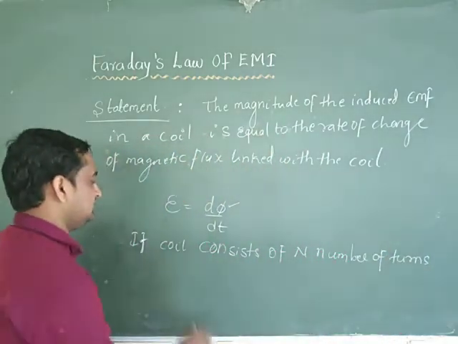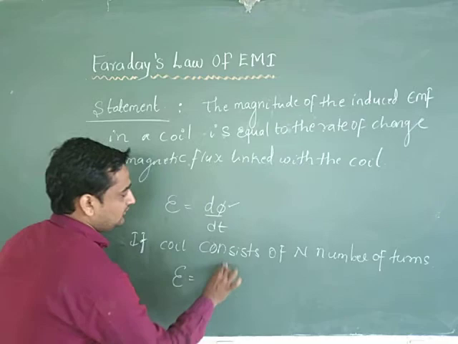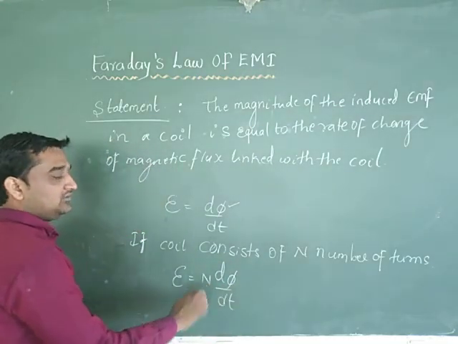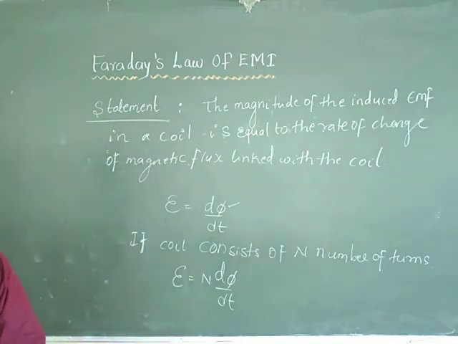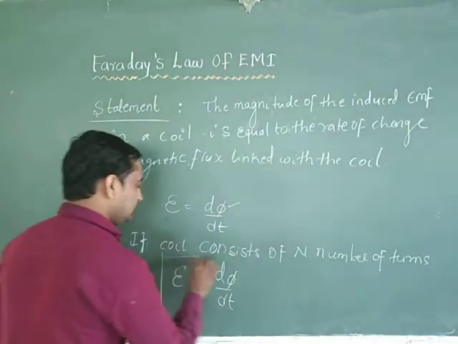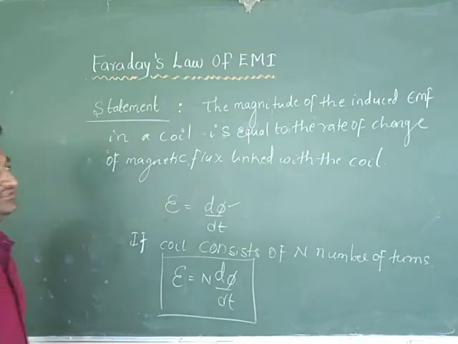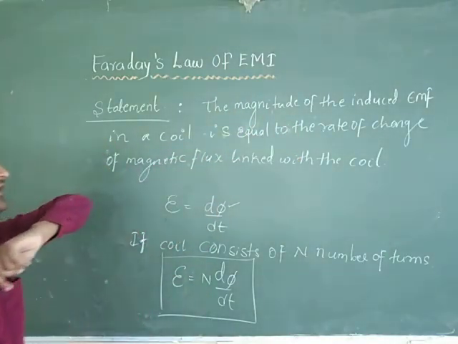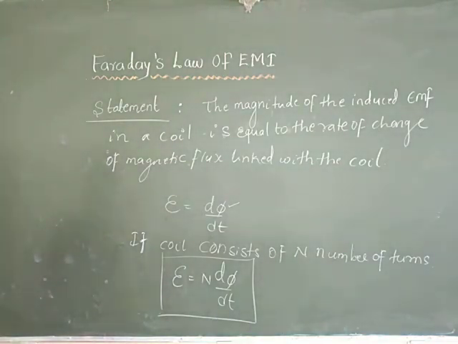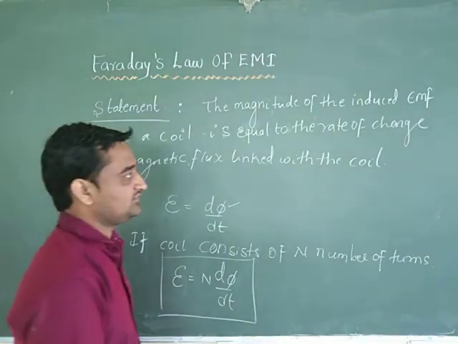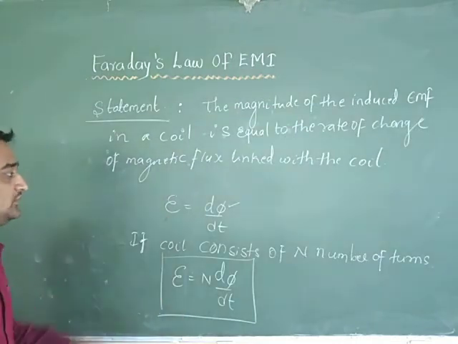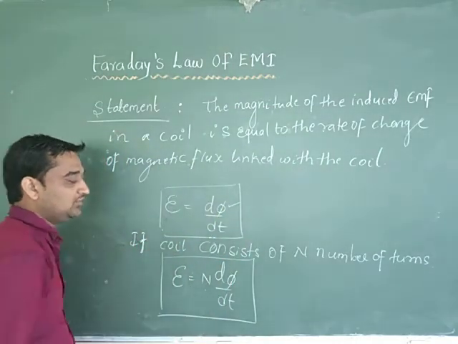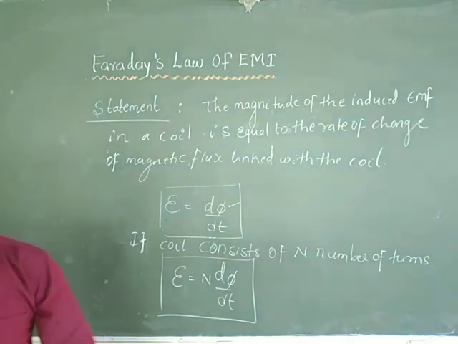then what can we write here? E is equal to n dφ by dt. So n indicates the number of turns in the coil. This is Faraday's law of electromagnetic induction: the magnitude of the induced EMF in a coil is equal to the rate of change of magnetic flux linked with the coil. So E is equal to dφ by dt. For n number of turns, E is equal to n into dφ by dt.